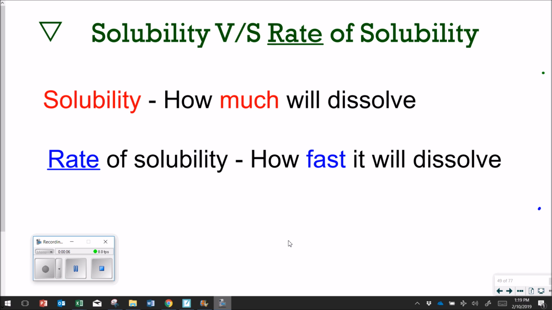Last quick note, it is very common that students mix up solubility versus rate of solubility. The solubility is how much of a solute will dissolve, and the rate of solubility means how fast that solute will dissolve. So please make sure that you really can distinguish between those two.